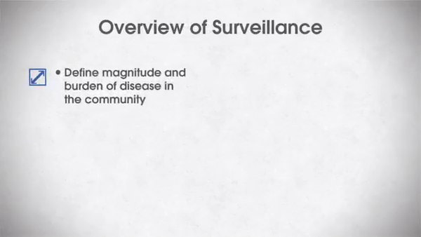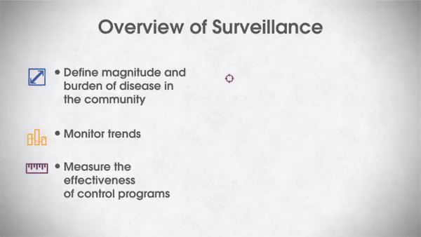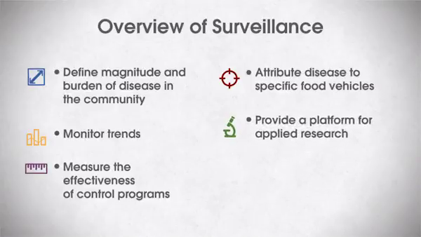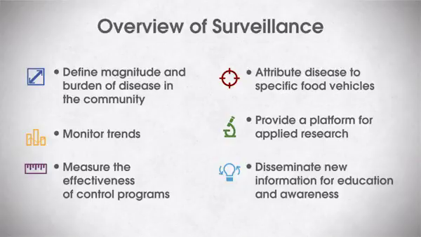The goals of surveillance activities include defining the magnitude and the burden of disease in the community, monitoring trends, measuring the effectiveness of control practices, attributing disease to specific food vehicles, providing a platform for applied research, and disseminating new information for education and awareness.